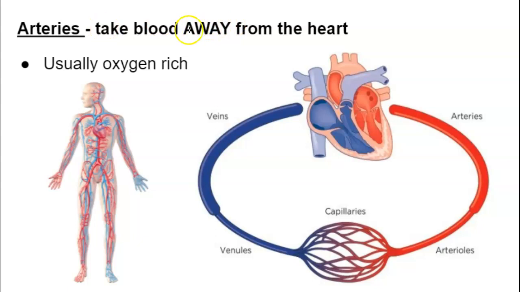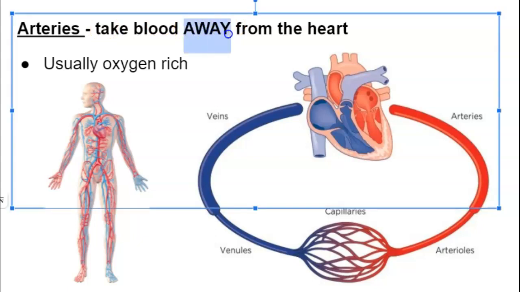Arteries take blood away from the heart. An easy way to remember this is that the word artery and the word away both start with the letter A. So they're typically oxygen rich. Typically after they go to the heart, they go to the lungs, back to the heart, and they usually have picked up oxygen from the lungs.